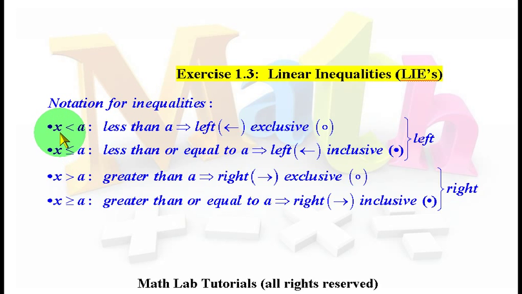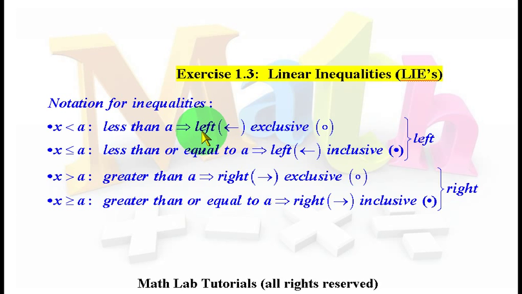So let's look at the first. This is an inequality. We have a variable on the left, a constant on the right. So a will always denote a constant, and x will denote the variable which is allowed to change. So this reads x less than a. In short, less than a.